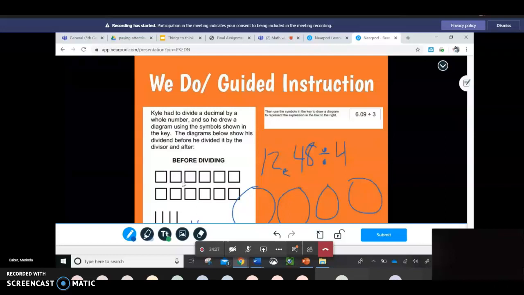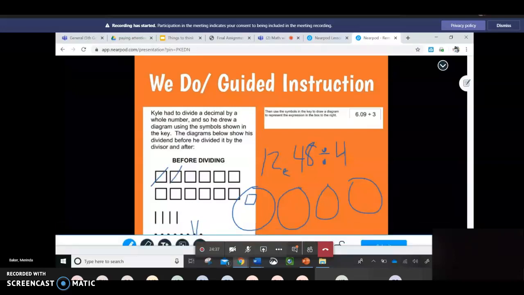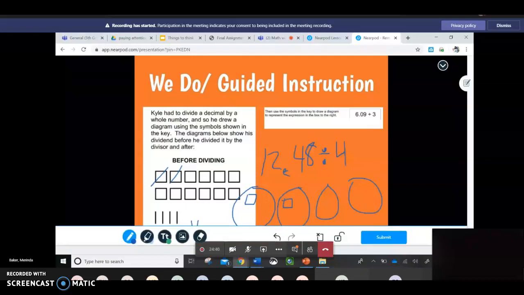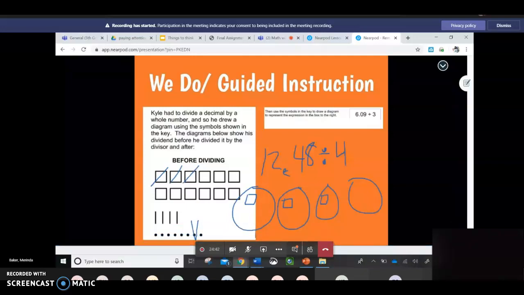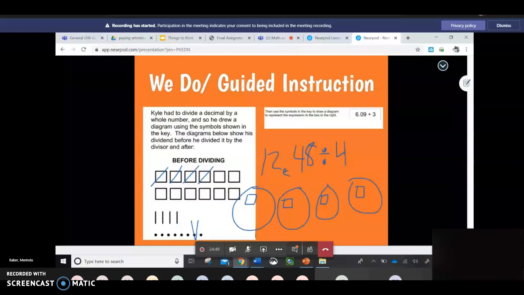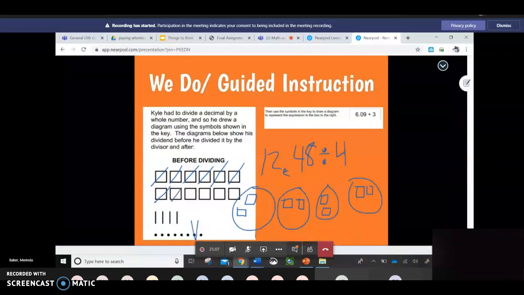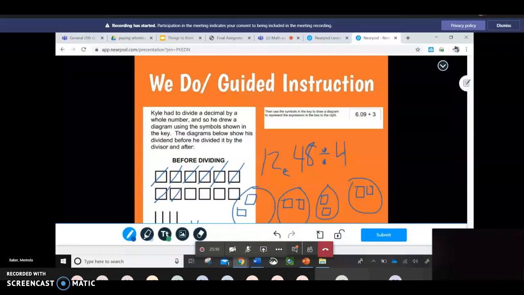I'm going to start off by dividing my flats. So this is 1 flat. I'm going to cross it out and put it in my group. My second flat, cross it out, put it in the group. Third flat, cross it out, put it in a group. Fourth flat, cross it out, put it in a group. So now I'm going back to my first group, cross that out, put it inside the group, and continue through the second, third, and fourth groups.